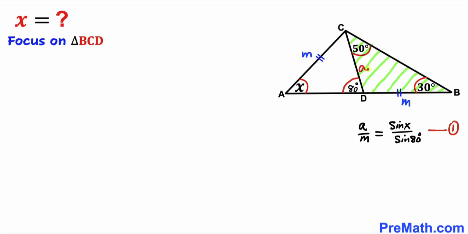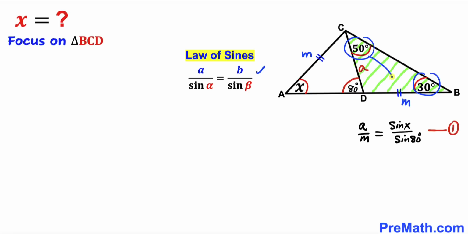And here's our next step. Let's focus on this other triangle BCD. And we are going to apply the law of sines on this triangle as well. And here we got these angles 30 degrees and 50 degrees, and their opposite corresponding sides are these ones. So let's go ahead and apply the law of sines over here. So I can write a over sine 30 degrees equals M divided by sine of 50 degrees.